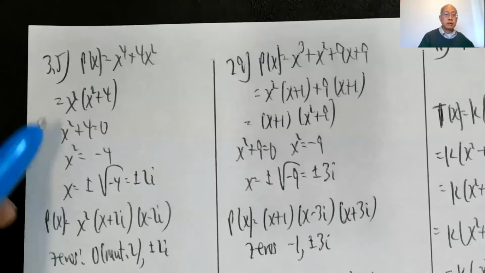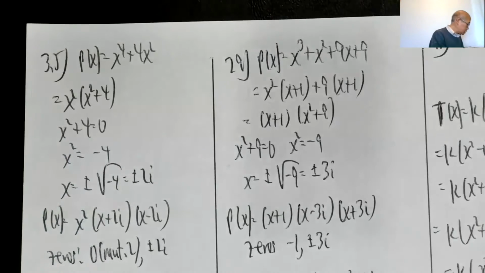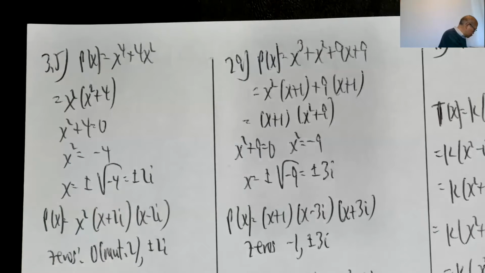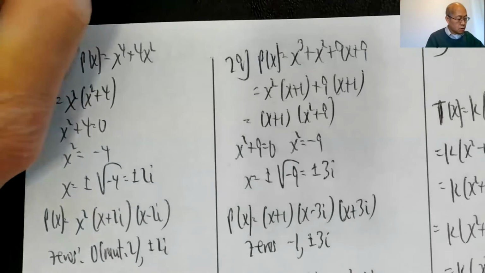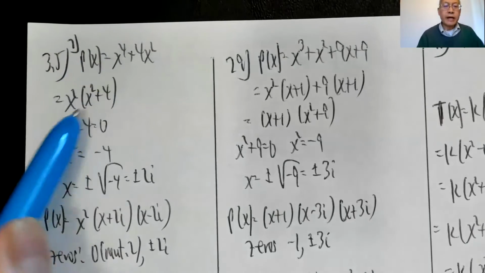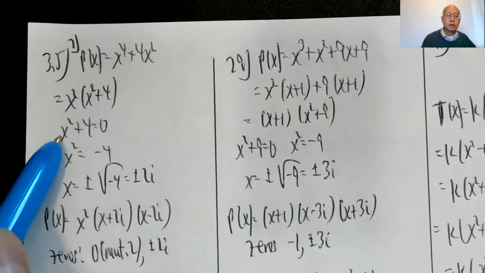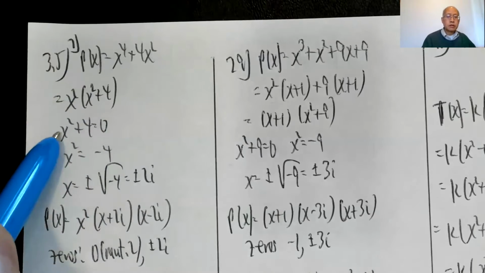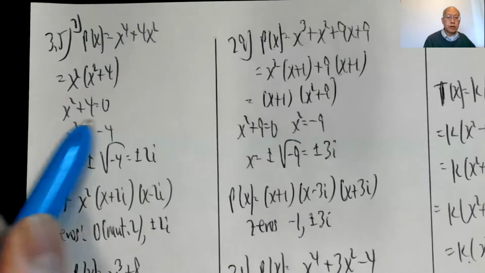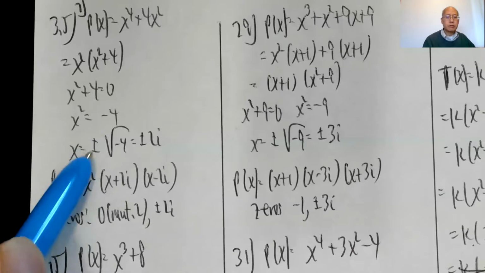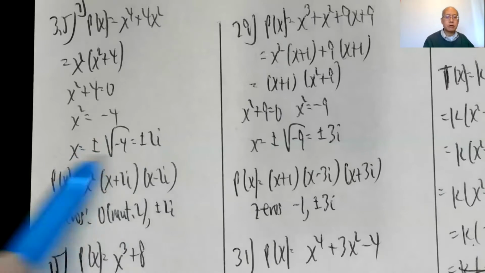Okay, so 3.5, P of x is x to the fourth plus 4x squared. I don't think I wrote the problem number for that. Problem number 7. So take out the x squared: x squared plus 4. So I know this is 0. So x squared plus 4 equals 0. Subtract 4. Take the square root: plus or minus radical negative 4, plus or minus 2i.